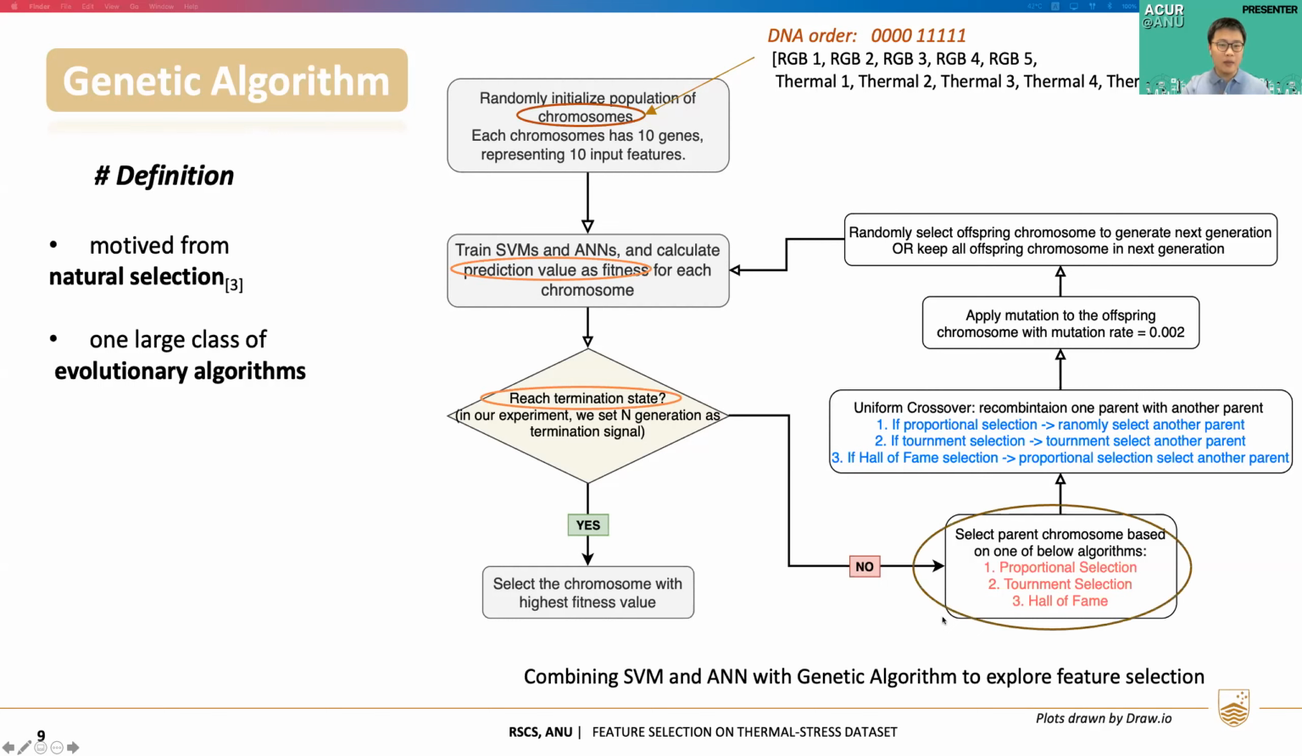The last step is reproduction. We select some chromosomes from this generation to reproduce the next generation. Usually we use uniform crossover, which means one parent with another parent. After generating the baby chromosome, we also need to randomly change some genes. This operation is called mutation. After hundreds of generations, we select the final chromosome with the highest test accuracy.